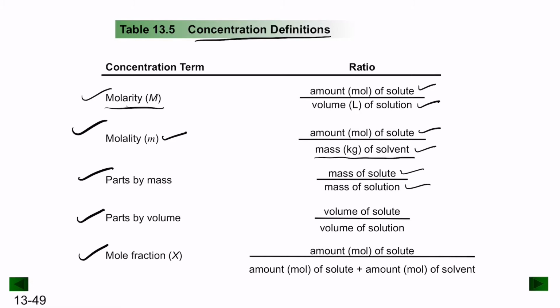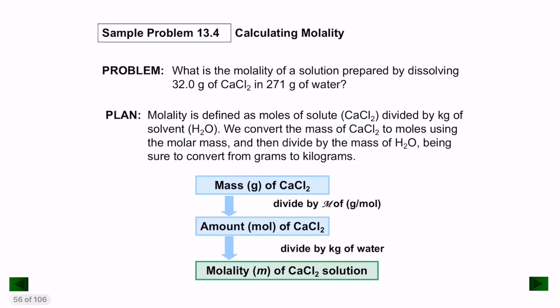Parts by volume is volume of the solute by volume of the solution. Mole fraction is the amount of solute in moles, so amount of solute by the amount of solute plus solvent. So these are the definitions that we are going to use. Let's start with a simple problem first.